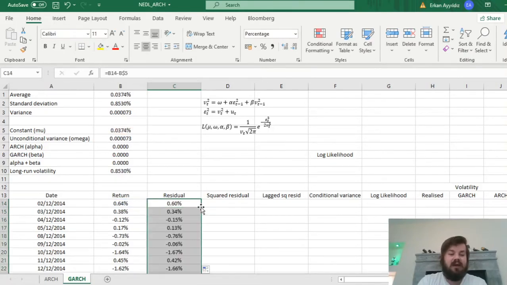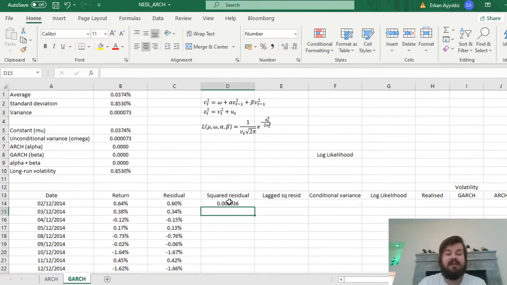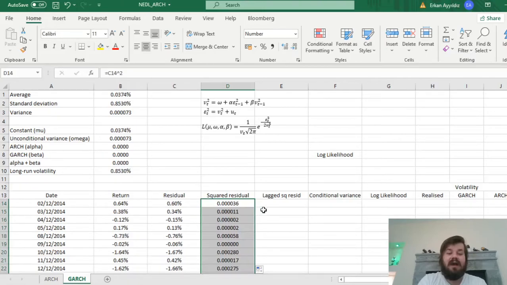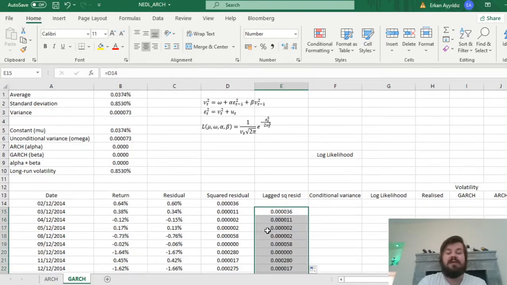And then we enforce this formula for all of the observations. Then we square the residuals to arrive at realized volatilities. Then we lag the squared residuals to arrive at the lagged realized volatility. And then we need to start calculating our conditional variance from observation to observation.